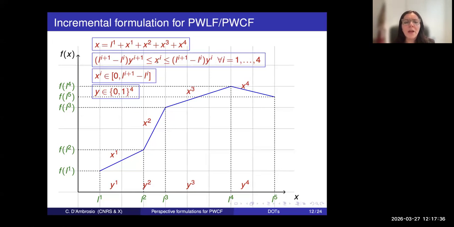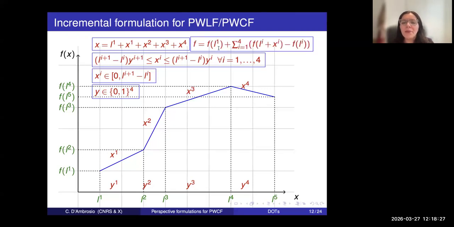For each of the segments, xi will be equal to 0 when yi is equal to 0, because the upper bound becomes 0, and it will force yi plus 1 to be equal to 0 as well. And when yi plus 1 is equal to 1, it means that xi is forced to take its upper bound, and thus yi will take value 1 as well. So the only case in which xi takes a value that is neither its lower bound nor its upper bound is the case in which yi is equal to 1 and yi plus 1 is equal to 0.